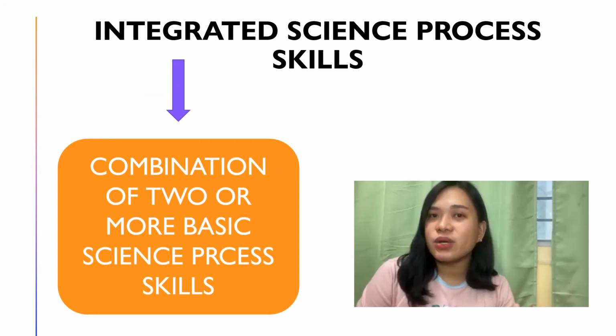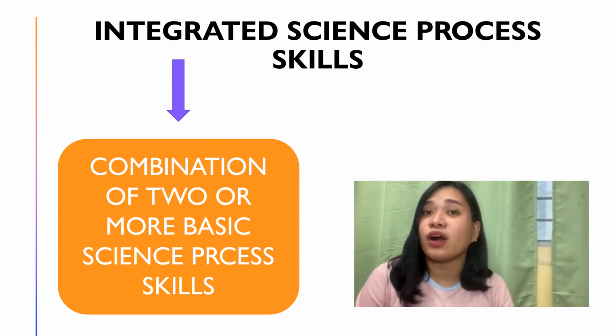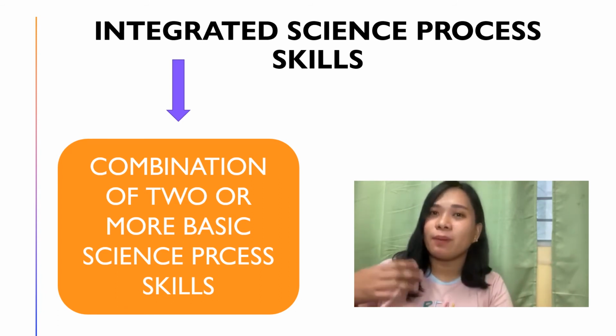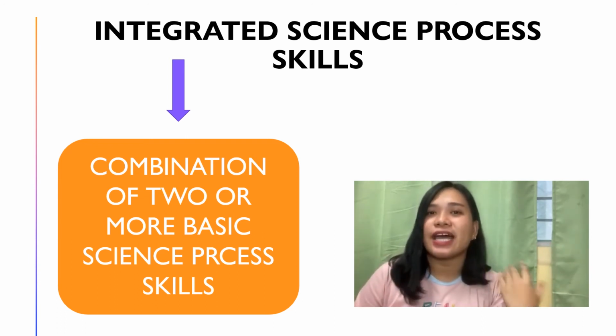Now let's go to the other classification of science process skill, which is the integrated science process skill. When we say integrated, it's a combination of two or more basic science process skills. So when we combine these basic science process skills, we make integrated science process skills.